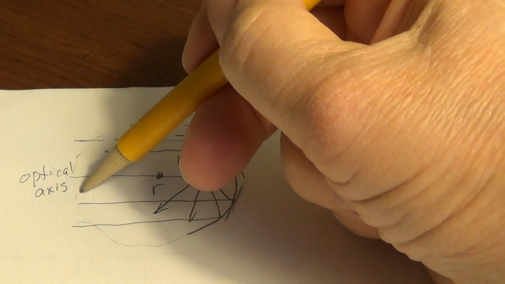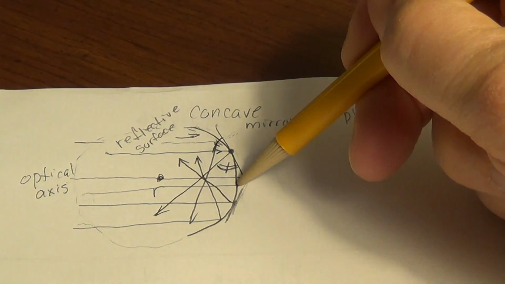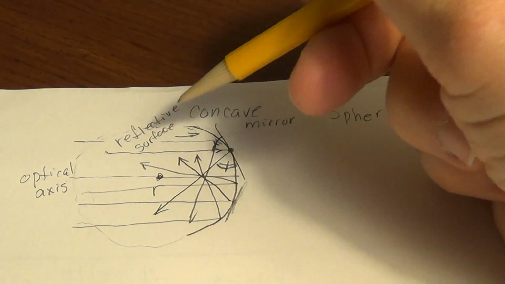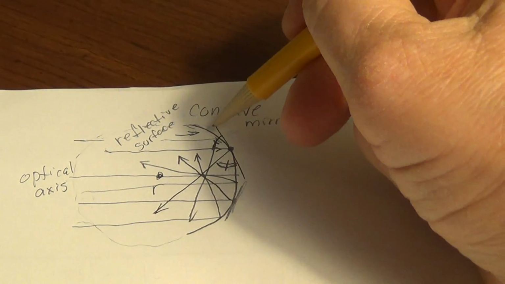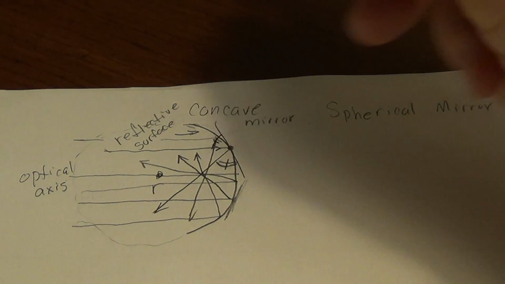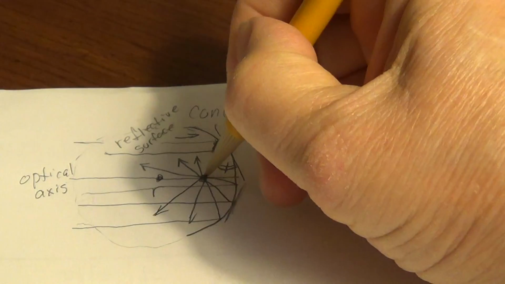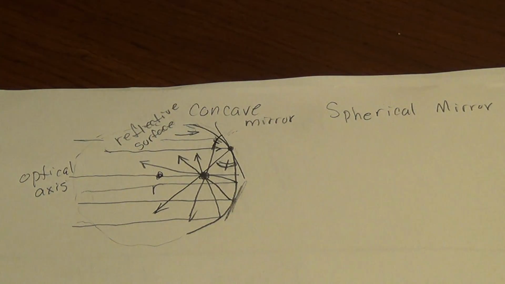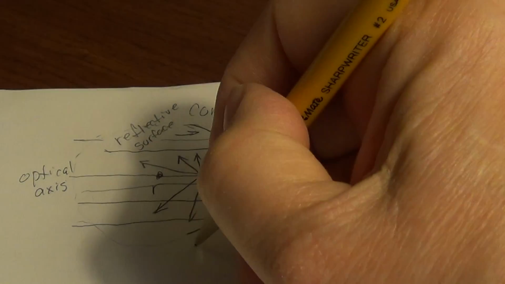And you can probably see what's happening. All the light rays that come in horizontally to a concave mirror will reflect back through one central point. So hopefully your notes are reflecting that. Alter them if they're not, because that's what happens. And we call that the focal point.